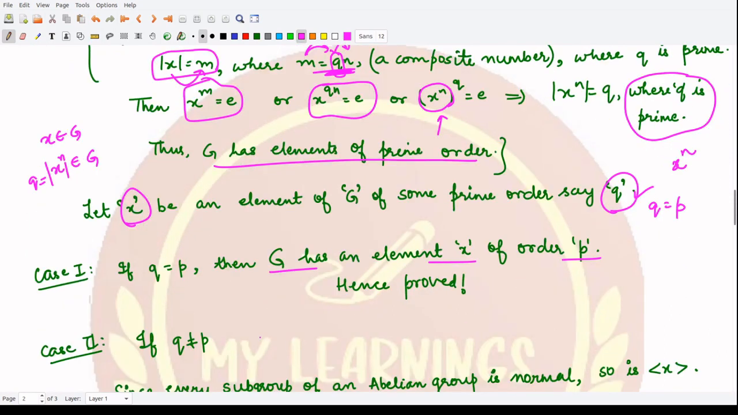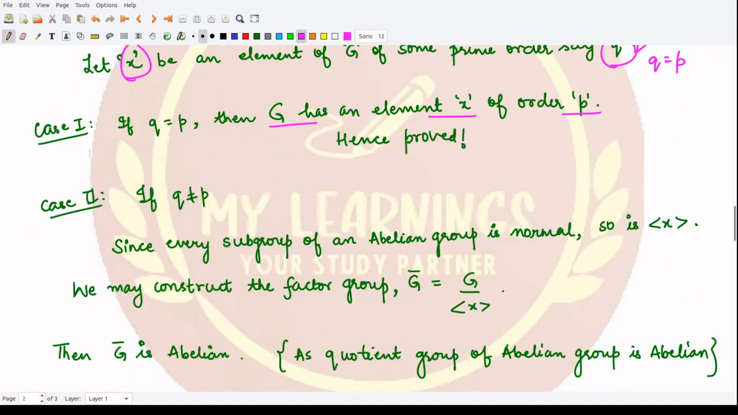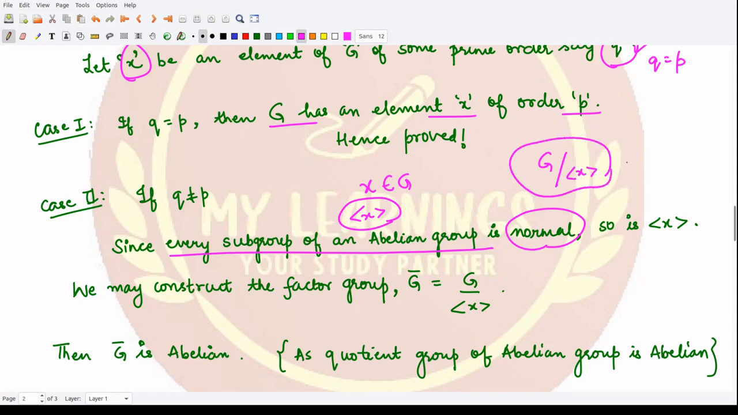If it is not equal to P, Q is not equal to P, then we can use this result that every subgroup of an abelian group is normal. This is the result, right? So the subgroup, we took x from G, so we can construct a subgroup from it, right? So this subgroup we say is normal. If this subgroup is normal, then the factor group constructed from it would be the quotient group of G.